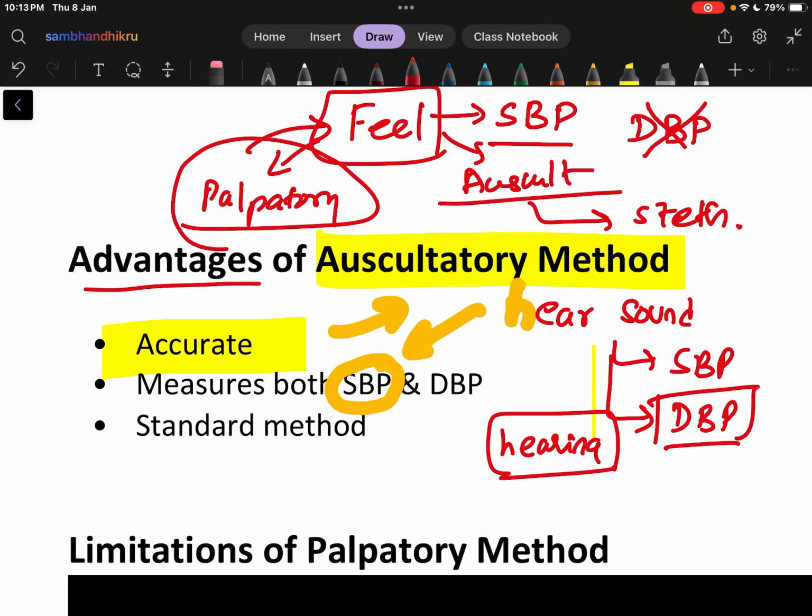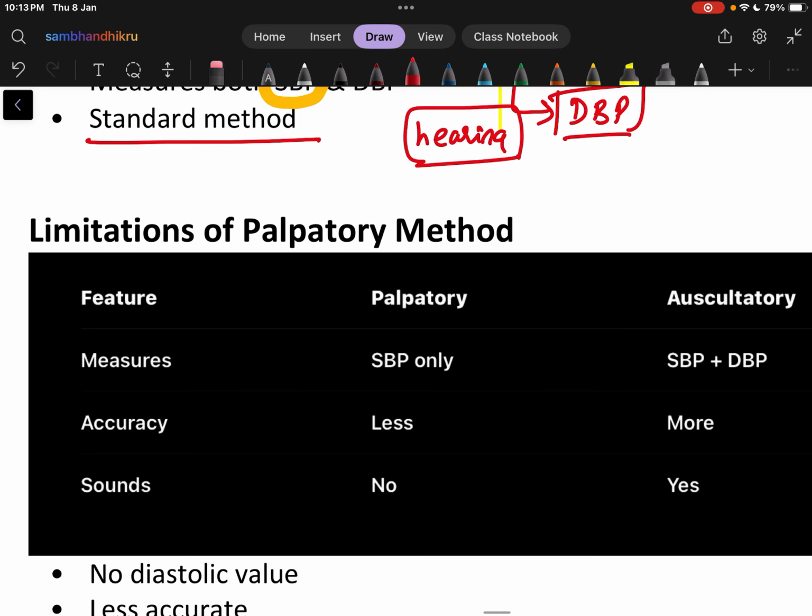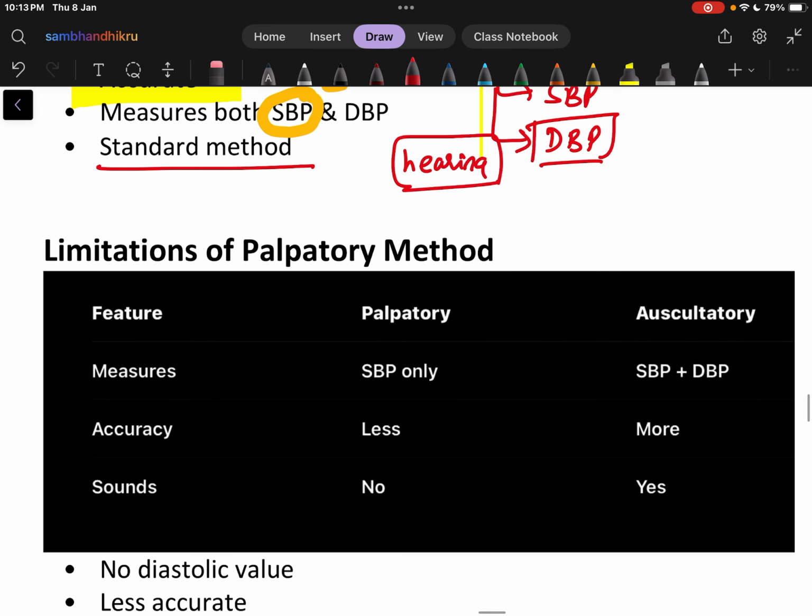Which is not an accurate method? The palpatory method is not accurate. Which one is the most accurate? The auscultatory method is the most accurate. So it is a standardized method, using the steps that we have done in the skill lab, right? Okay, so coming to the limitations of the palpatory method, we will compare that to the auscultatory too, isn't it?